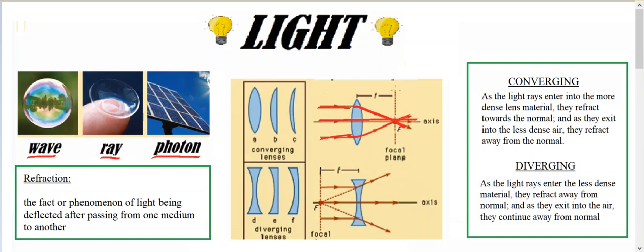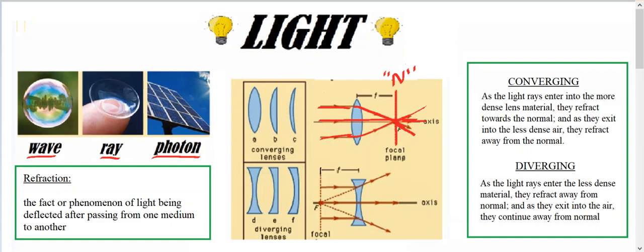And the focal point is found on the focal plane, which is also sometimes referred to as normal. So converging on the right-hand side says that as the light rays enter into the more dense lens, because it's thicker in the middle, they refract towards the normal, towards the focal plane, and as they exit into the less dense air, they refract back away. So that's where you see them pop back up after they've passed through the focal point.